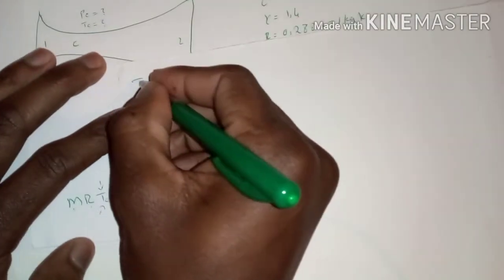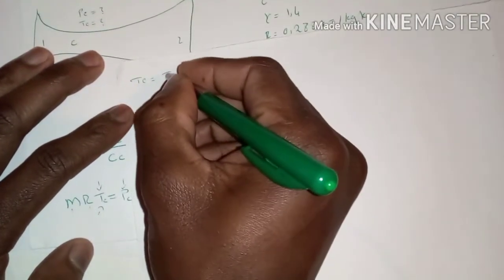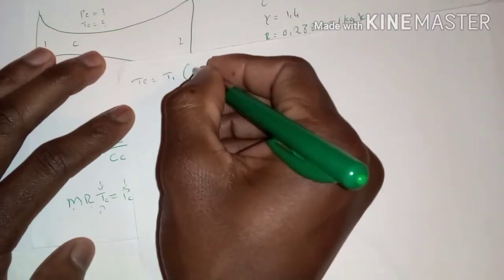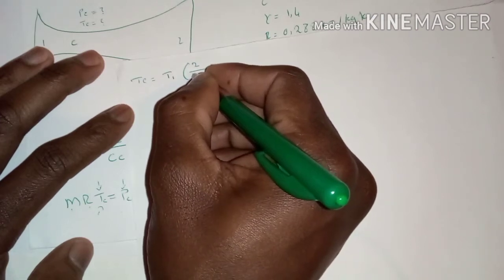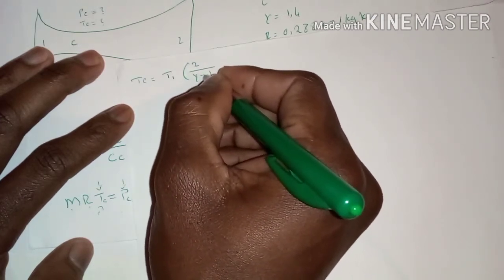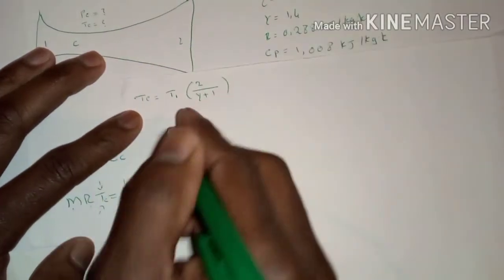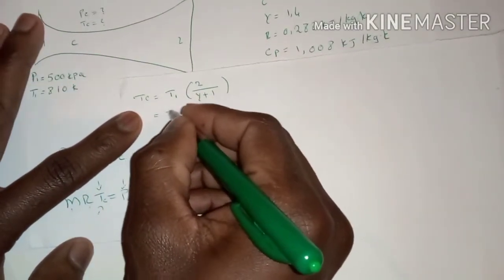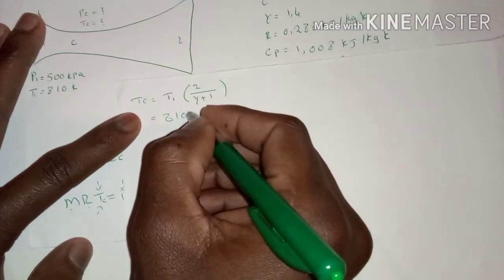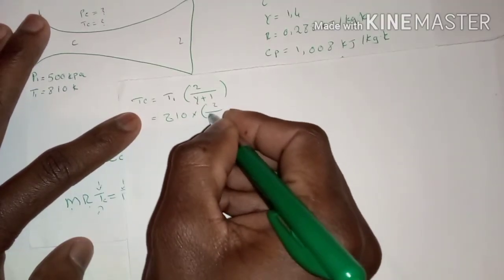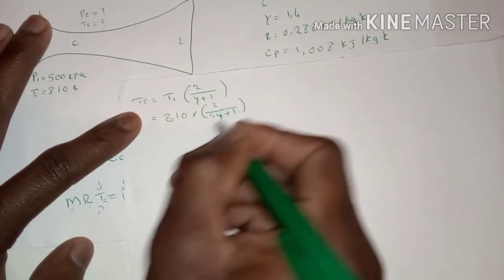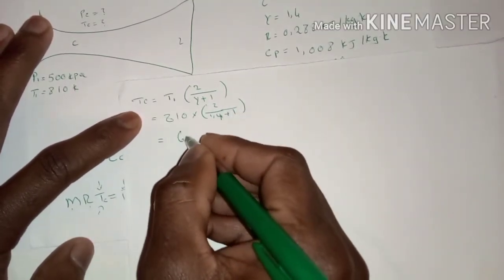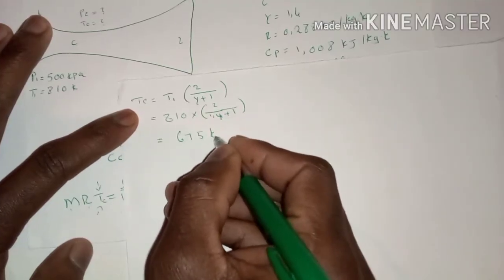Then the next step is for us to get the value of TC. We know the formula to calculate TC is given by what? TC is equal to T1 times 2 divided by gamma plus 1 close bracket, and then we substitute 810 times 2 over 1.4 plus 1, this is 1.4, and then our answer is 675 Kelvin.